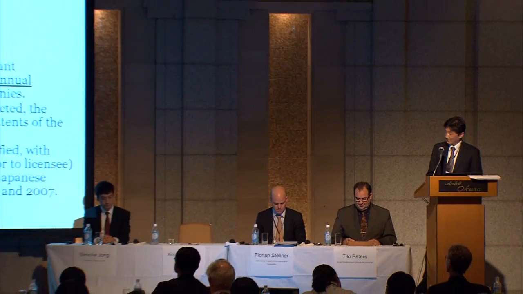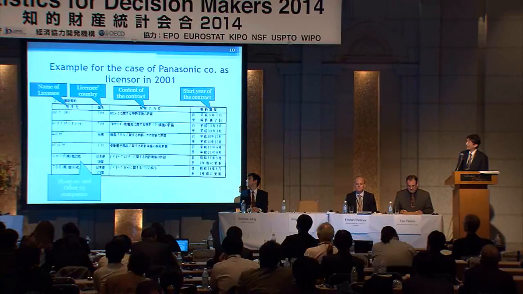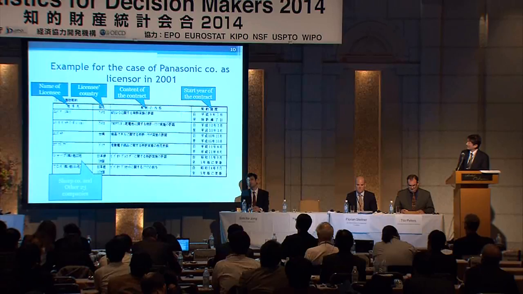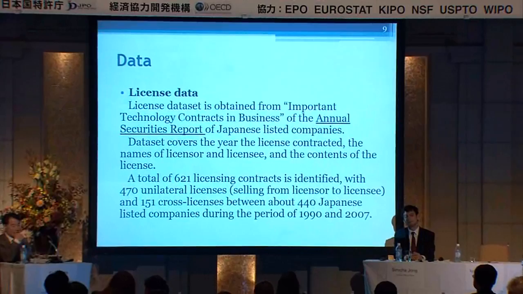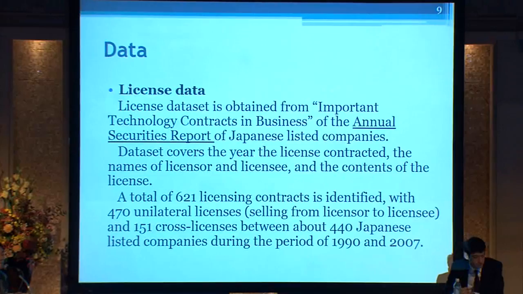As you know, Japanese listed companies release business information to stockholders every year. Here, I would like to give you an example of one section of these annual securities reports. This page is called important technology contracts in business. In Japanese, we say it is keiei-jō no jūyō na keiyaku.